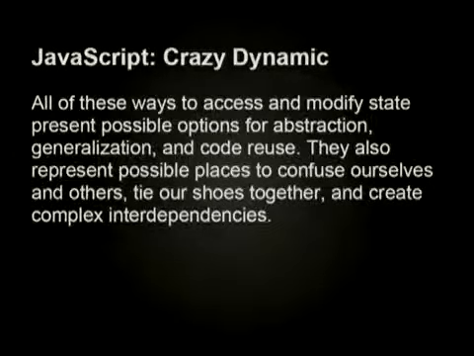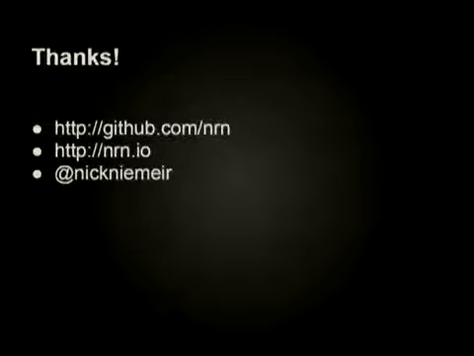So JavaScript is crazy dynamic. All of these ways to access and modify state present possible options for abstraction, generalization, and code reuse, but they also represent possible places to confuse ourselves and others, tie our shoes together, and create complex interdependencies. So now you know, and knowing is half the battle. Thanks.